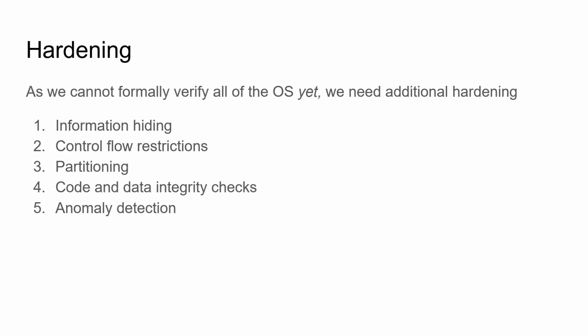We do have formally verified microkernels. For instance, seL4, the secure L4 microkernel, which was a fantastic effort by the folks at what was then known as NICTA, which formally verified a complete microkernel and assures that whenever you have one process running on the microkernel, it can never access some other process's memory, for instance. Okay, but we cannot do this for very large systems, so we have to resort to other means. And the means that we're going to look at are information hiding, control flow restrictions, partitioning, code and data integrity checks, and anomaly detection.